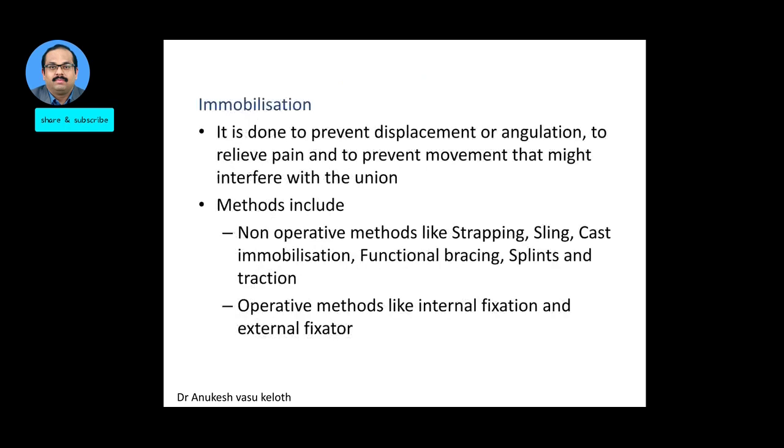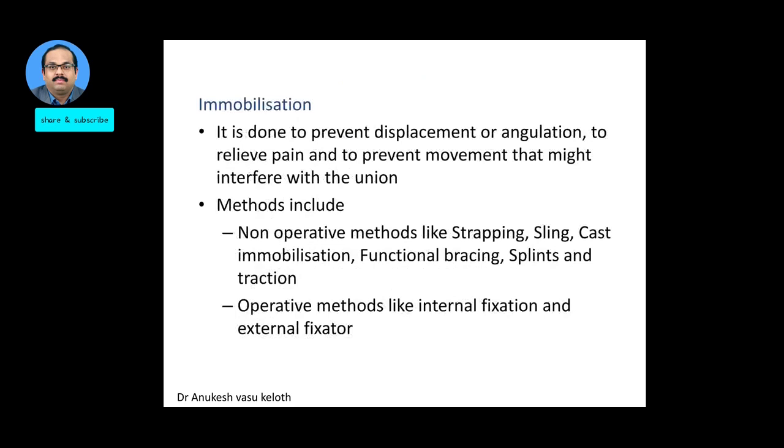So what is immobilization? It is basically done to prevent displacement or angulation, to relieve pain and to prevent movement that might interfere with the union. So that is the importance of immobilization. So in some cases we can directly proceed with immobilization. So the methods include non-operative methods like strapping. In the case of a phalanx fracture, you can strap the fractured finger to the adjacent finger, which is normal.